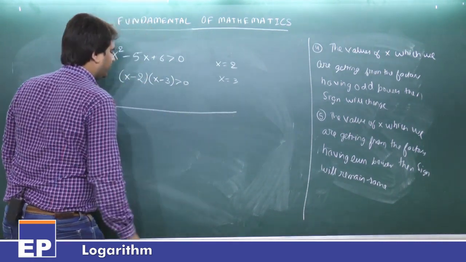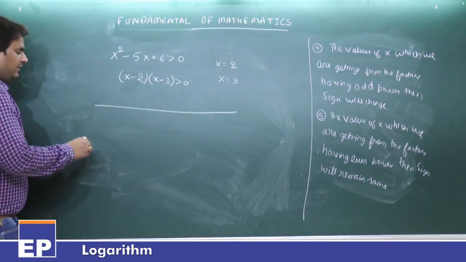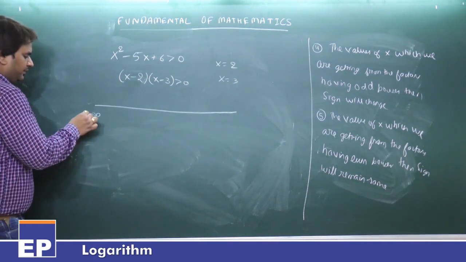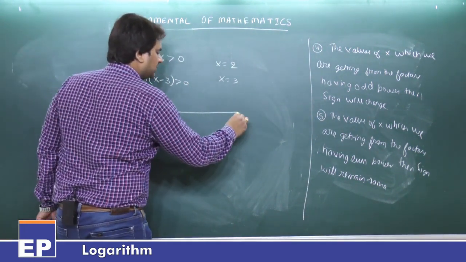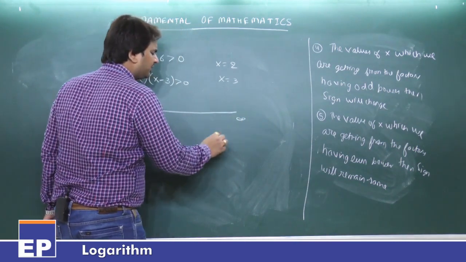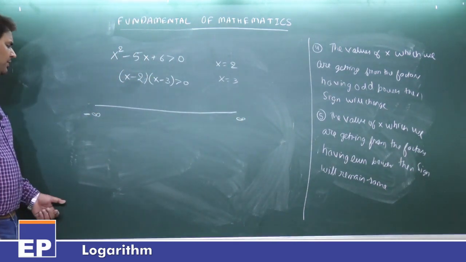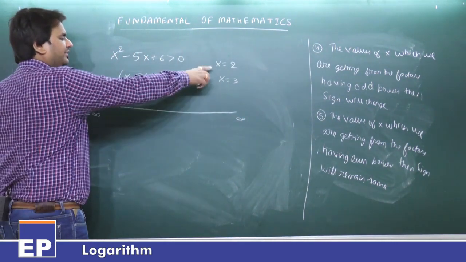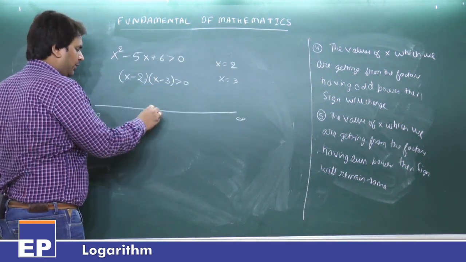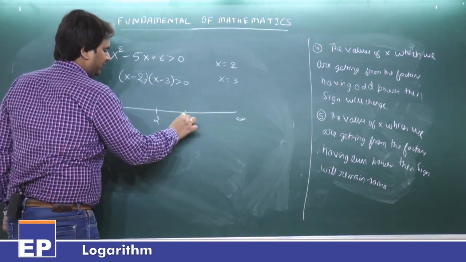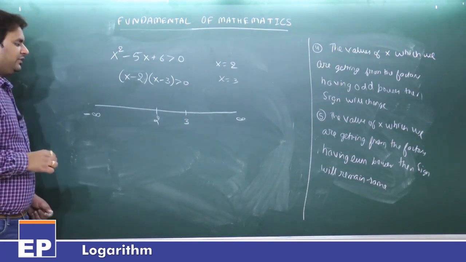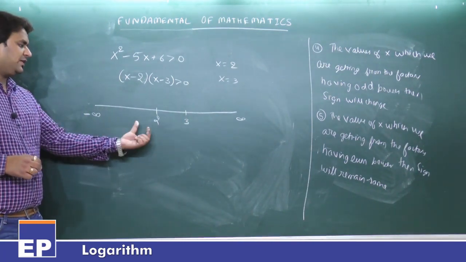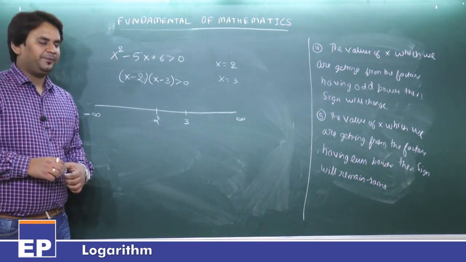Then the next process, what? Plot all the values of x on number line. Number line will start with minus infinity, this is minus infinity, and this is plus infinity. No need to write plus because it is only infinity. You have to plot x is equal to 2 and x is equal to 3. So I am writing like this: x is equal to 2 and x is equal to 3. There are three parts of number line. This is first part, this is second part, and this is third part.